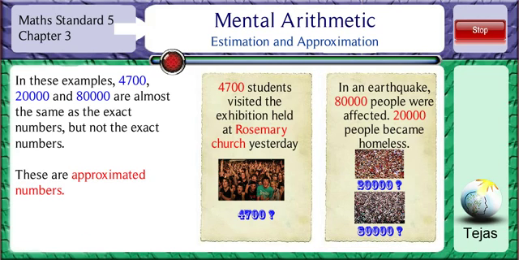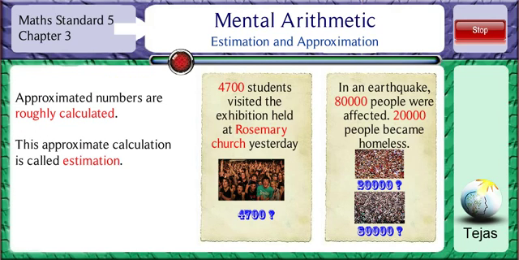In these examples, 4,700, 20,000, and 80,000 are almost the same as the exact numbers, but not the exact numbers. These are approximated values. Approximated values are roughly calculated. This approximate calculation is called estimation.